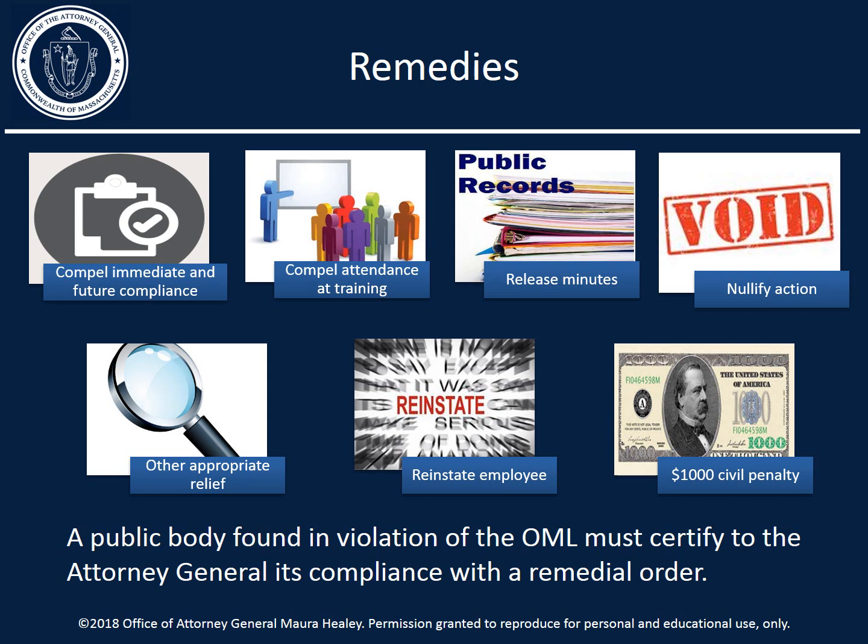And finally, the Attorney General may impose a civil penalty of up to $1,000 on a public body for each intentional violation of the law, but this penalty would not be imposed until after a hearing before an administrative law judge. The law allows the Attorney General to order other appropriate relief, such as revocation of the right to use remote participation.